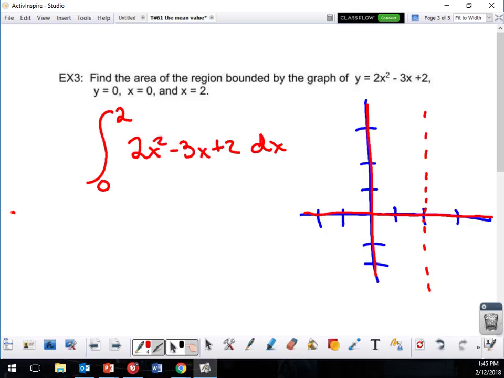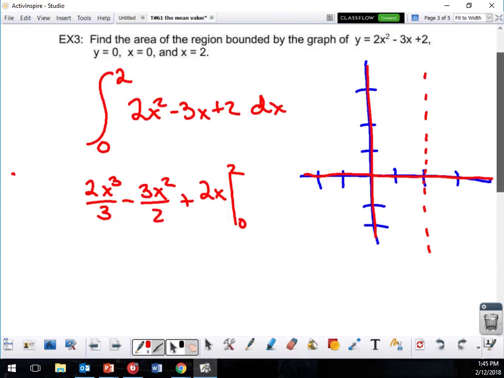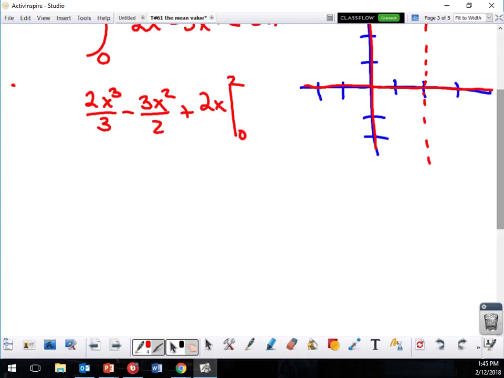Given that, let's go ahead and do my integration of this. It's going to be x cubed over 3, so 2x cubed over 3 minus, from 0 to 2. And let's plug in our bounds. 2 to the third power is 8, times 2 is 16. So it's 16 over 3.